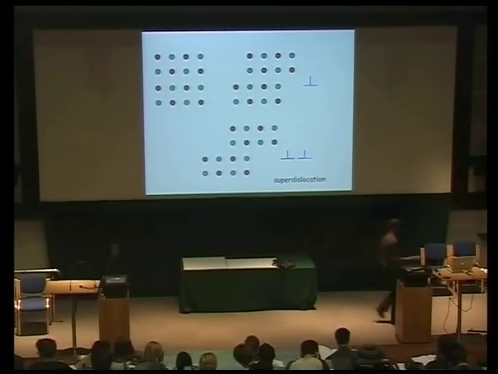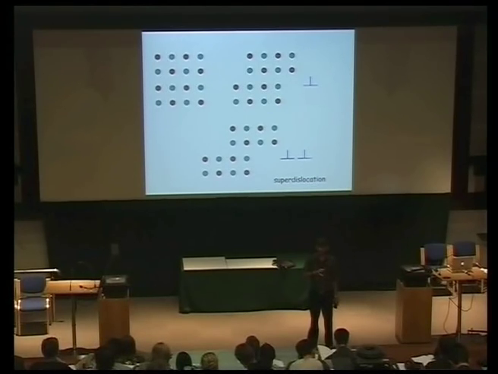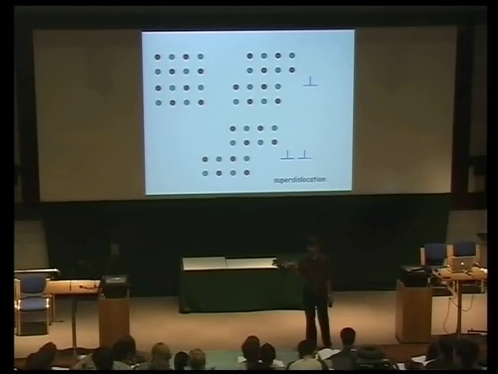Now, there is another contribution to hardening, and that is that the elastic modulus of the gamma prime is different from the elastic modulus of the gamma. So when a dislocation enters the gamma prime, its energy changes because, as you know, the energy of a dislocation varies with the modulus times the Burgers vector squared.